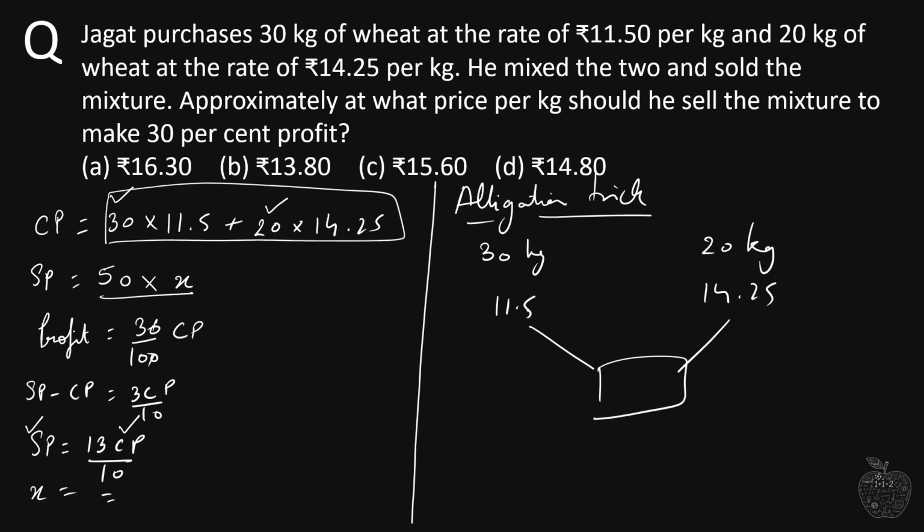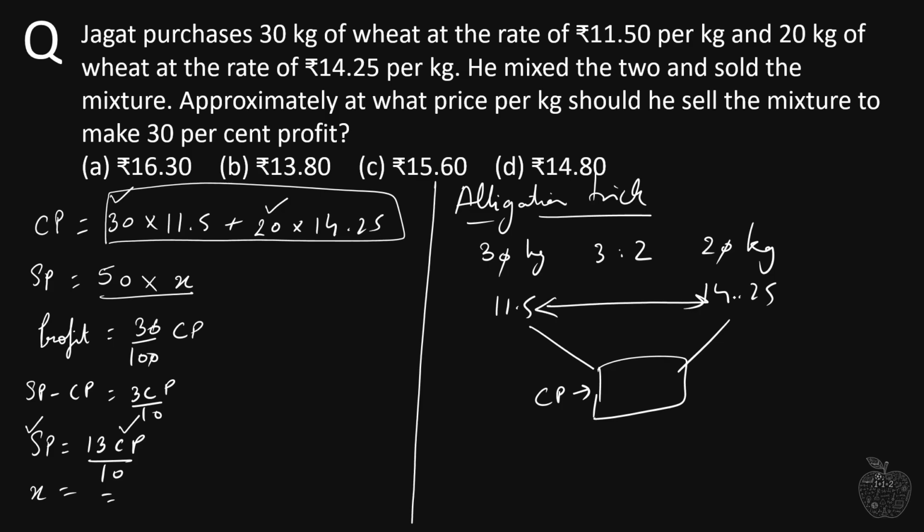Okay, now this 11.5 is the cost price of 30 kg, this 14.25 is the cost price of this 20 kg. Both are mixed. Now what will be the cost price of this mixture? So in order to calculate that, first of all, see in what ratio the mixture is added. Okay, so the mixture is added in the ratio of 3:2. Now second step here will be get the difference between the two prices.